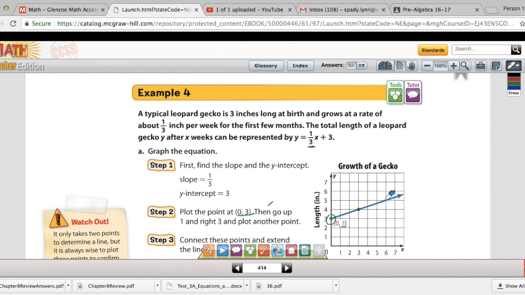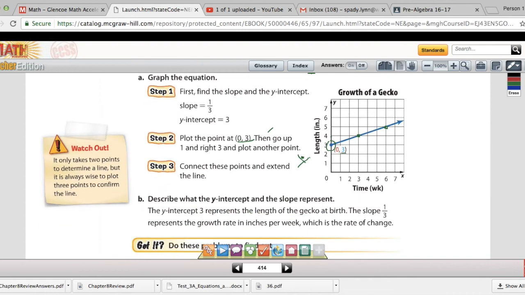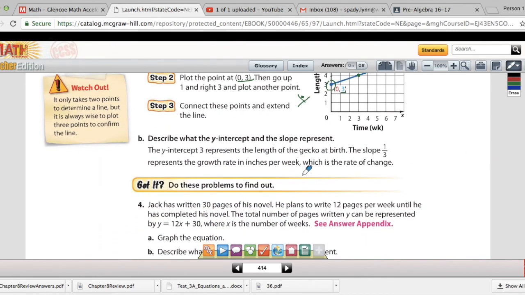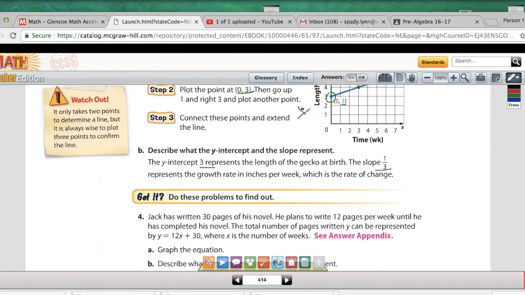Up 1 over 3 and put a dot. In this case, it wouldn't make sense to go down 1 to the left 3 because then that would say that the gecko is negative 3 years old. So in this case, the other movement doesn't make sense. But just know that you can do it in the other direction if it makes sense to do that. So the y-intercept 3 represents the length at birth, and then the 1/3 represents the growth rate in inches per week. Let's take a look at 4.